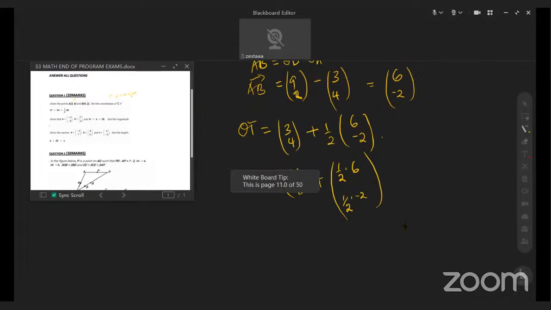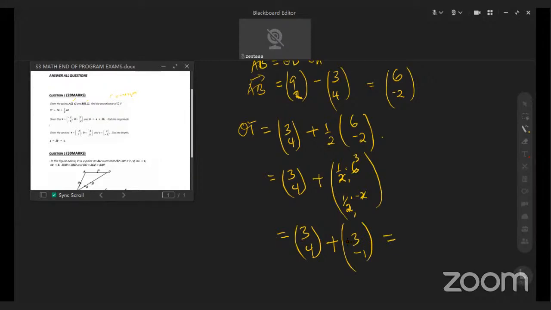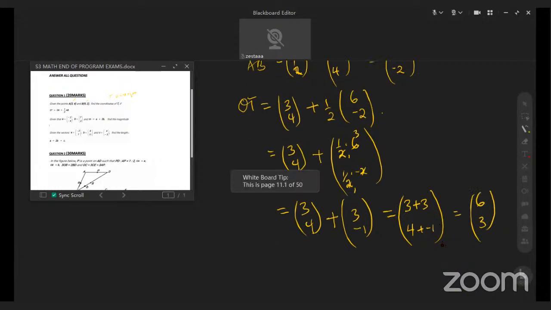Then from that point, when you reduce them down, this will be 3, this will be -1. So we shall be having (3, 4) plus (3, -1). We said when you're adding vectors, you total up the ones at the top alone, and then the ones at the bottom alone. So it will be 3 plus 3 and 4 plus -1. So 3 plus 3 will be 6, 4 minus 1 will be 3.